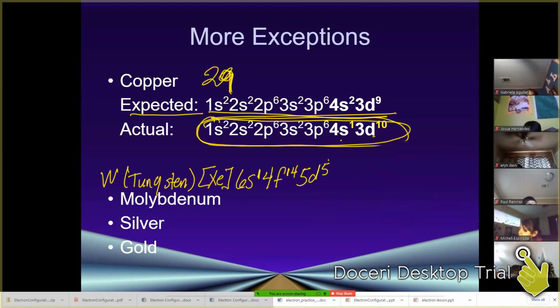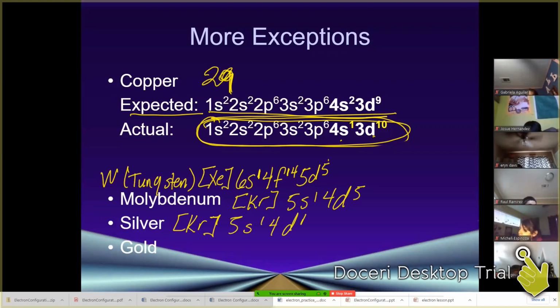And then molybdenum, Kr 5s1, 4d5. Same thing. One S electron has gone into the D sublevel. So now everything's halfway full. Silver, Kr, krypton, 5s1, 4d10. Used an S electron to go in there and fill up all of those orbitals in that D sublevel.